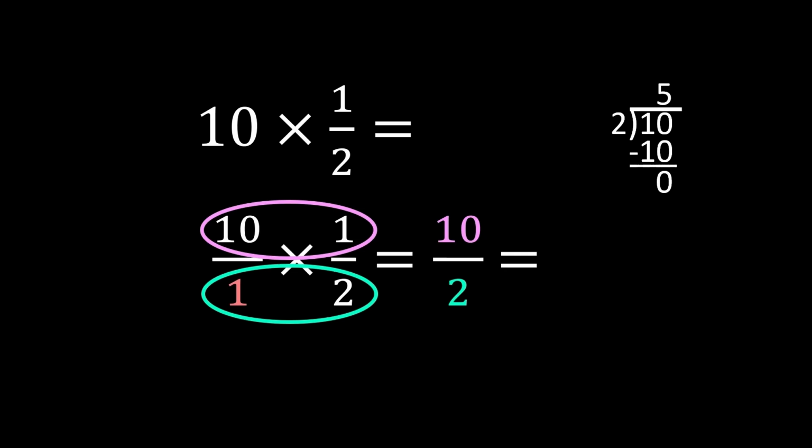The quotient of 5 becomes my whole number. The remainder becomes my numerator. I don't have a remainder, so the numerator is 0, and the denominator of 2 remains the same. 0 halves is 0, so 10 times 1/2 equals 5.